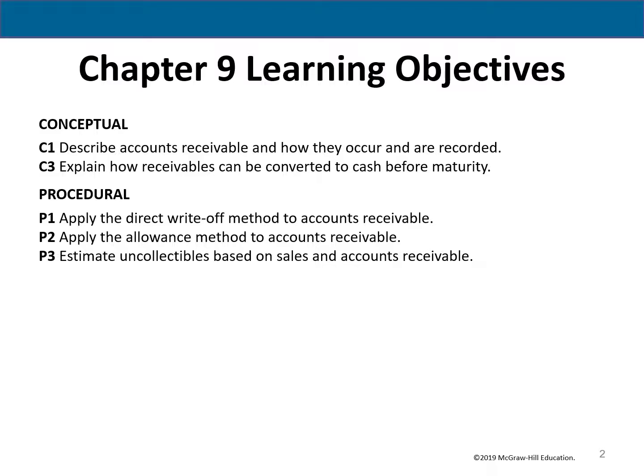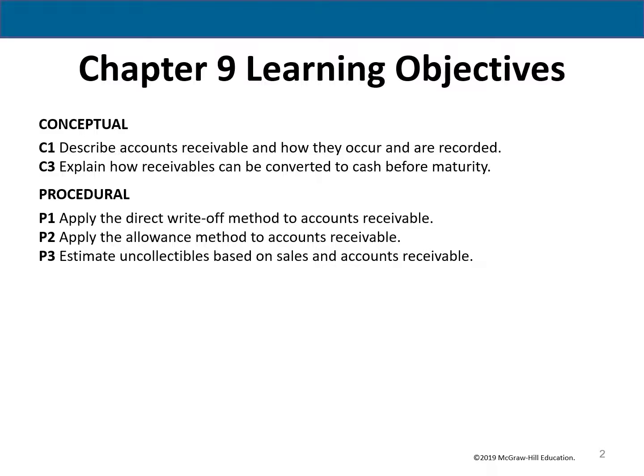We are going to be describing accounts receivables and how they occur and are recorded. If you're saying, we already did that, you're right, but we're going to look at it again. We're going to explain how receivables can be converted to cash before they mature. Now that deals more with our part 2, but it also can apply to accounts receivables. So we can get our money early.